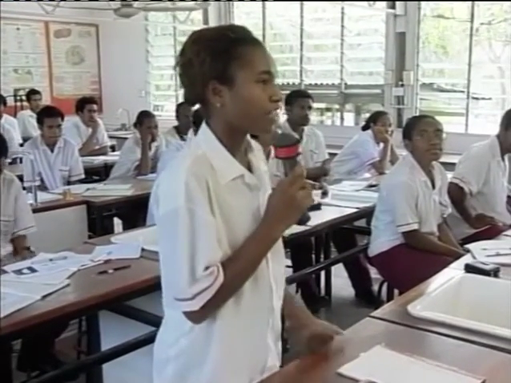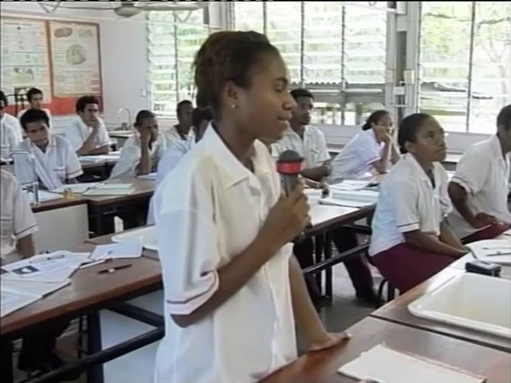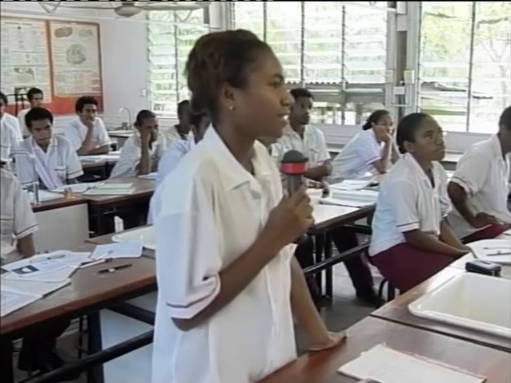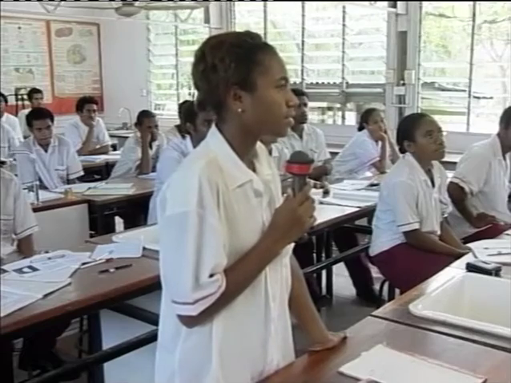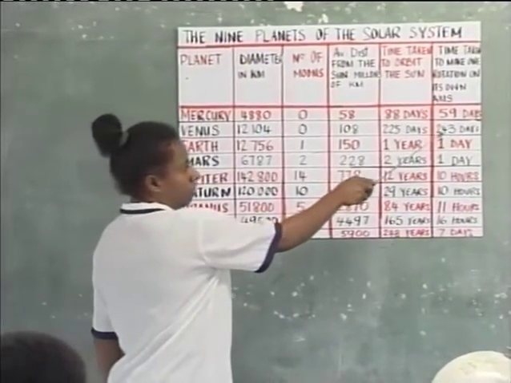My question's on Venus, the rotation on its own axis. How come it takes longer than Earth, where it takes 1 day, and Earth is larger than Venus? You're looking at Venus? Yes, the rotation on its own axis.